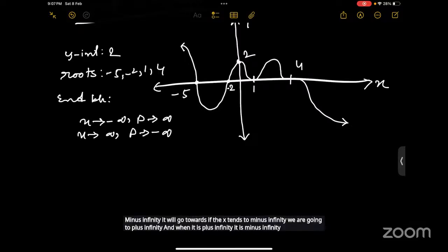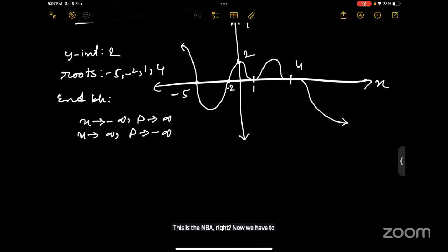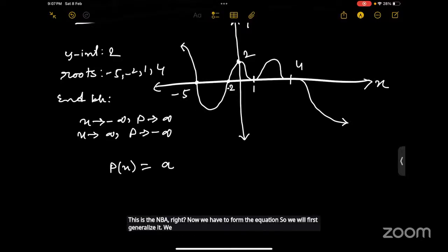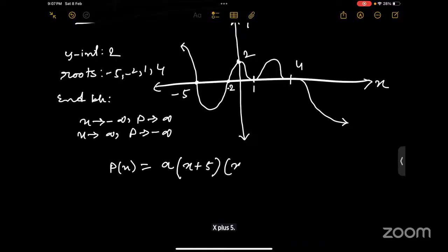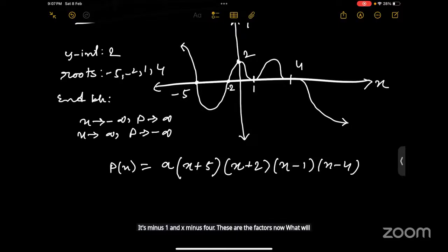Now we have to form the equation. So we will first generalize it. We have to take a constant and we will find the value of the constant. Then we have the roots. That means we will get the exact factors, right? x plus 5, x plus 2, x minus 1, and x minus 4. These are the factors. Now, what will be the coefficients?